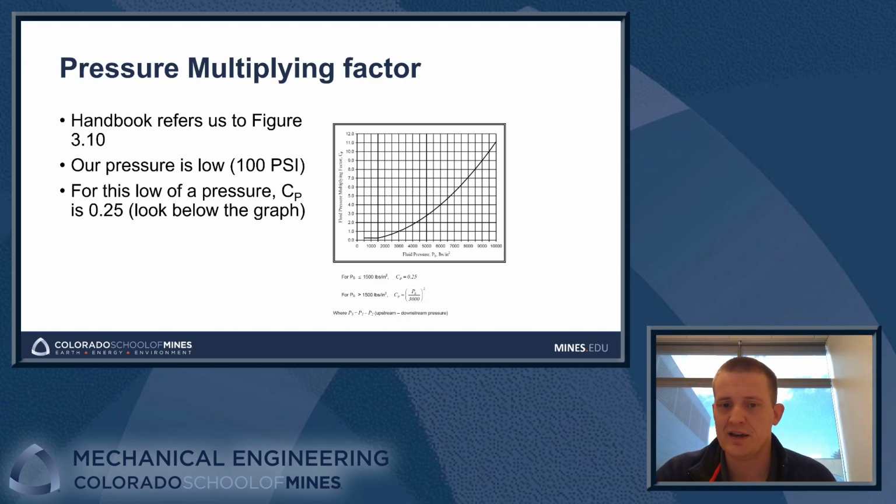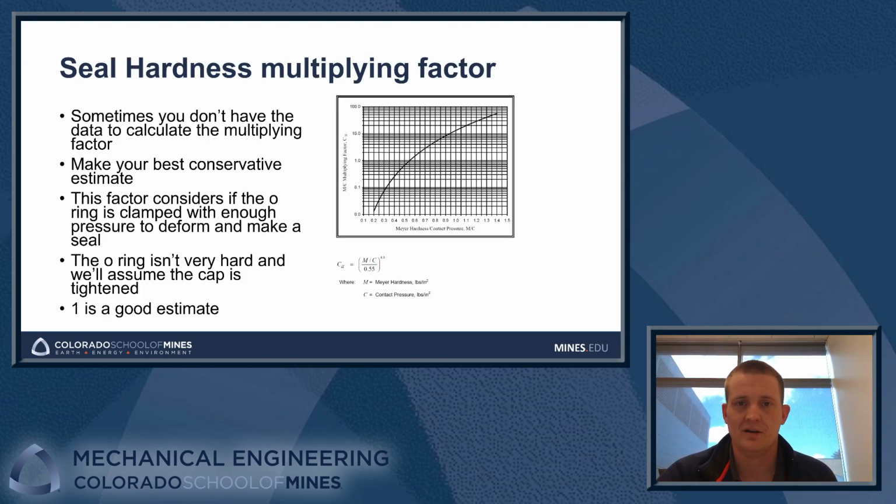So if we look just below that graph, there's actually a little reference there. It says if your pressure is less than 1500 psi, then the multiplying factor for this term is just 0.25, right? So because our pressure is really low, we get a low multiplying factor. So we're actually less likely to have a failure because we have very little pressure in the system relative to some other systems.